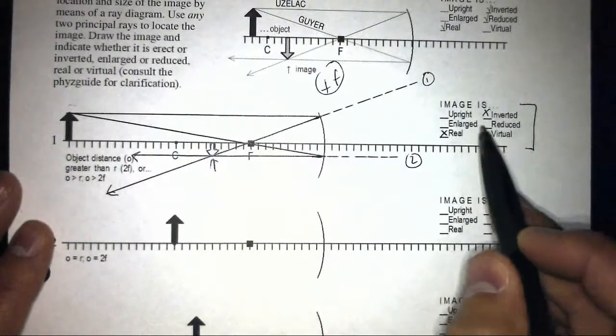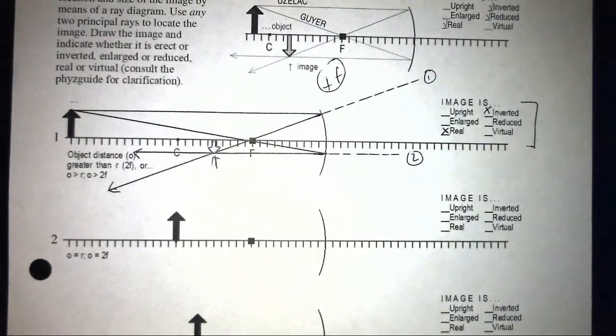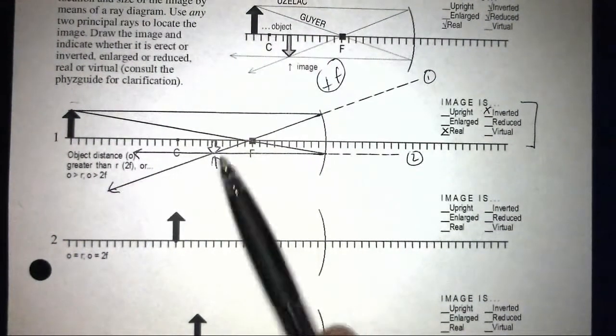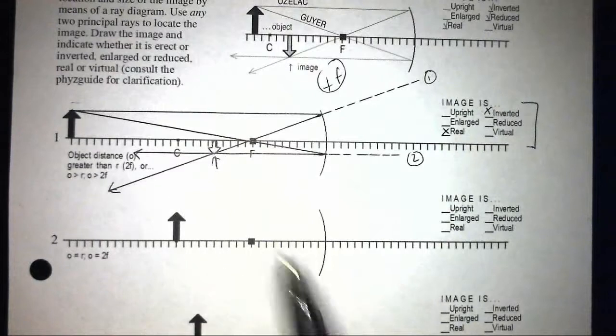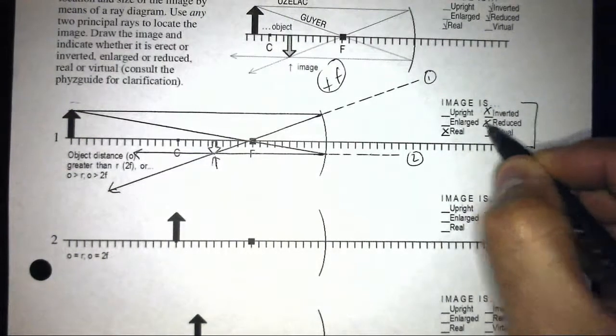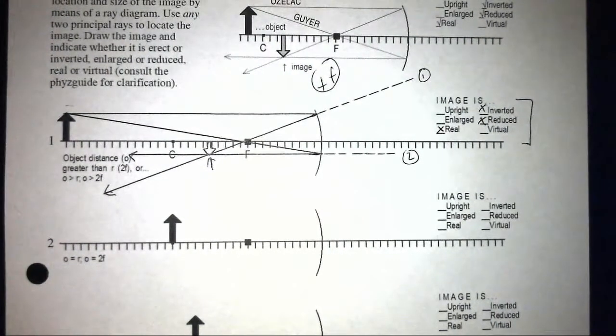Magnified and reduced, or enlarged and reduced, I'm not quite so concerned about. In this one we can tell because the image is definitely smaller than the object, so we're going to say reduced on that one. They won't always be that way, and I will tell you there are some times that you can't really tell on these.